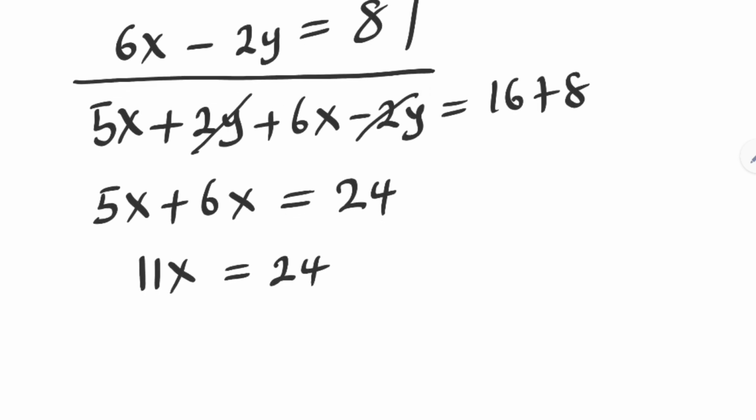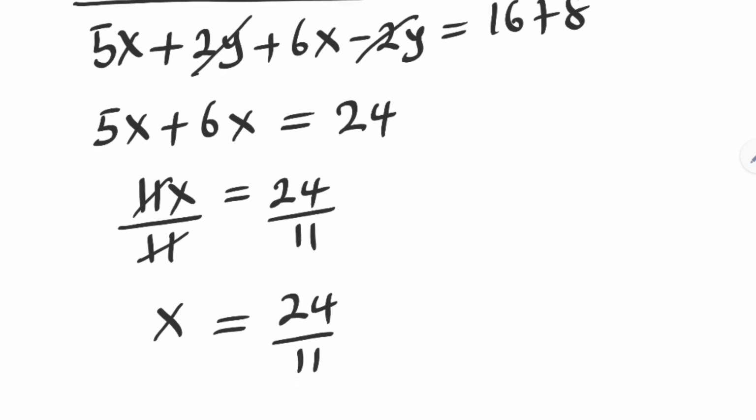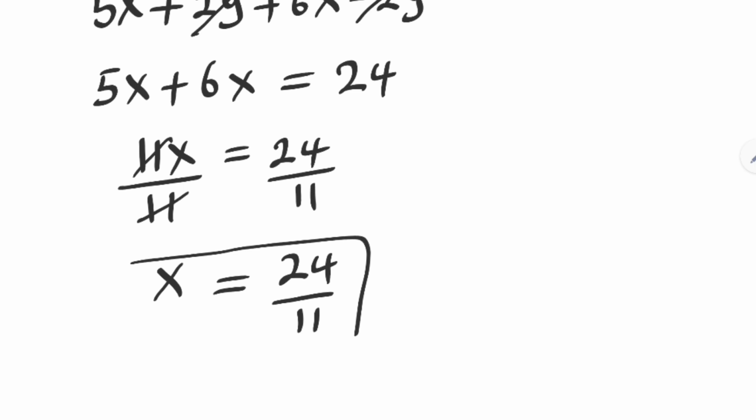We are looking for the value of x. Let us divide both sides of this equation by 11. This 11 cancels this 11 here. x is equal to 24 over 11. This is the value of x. We've gotten the value of x.